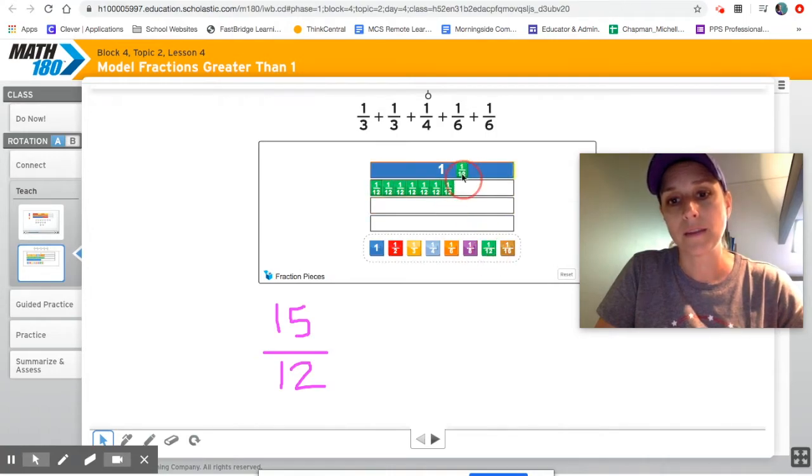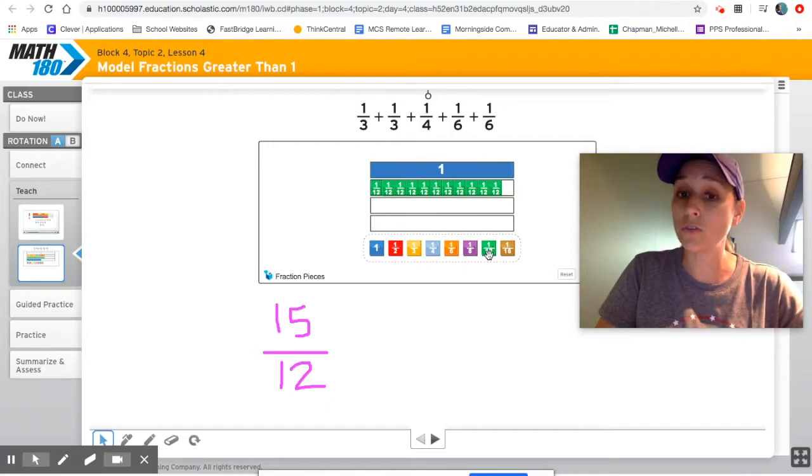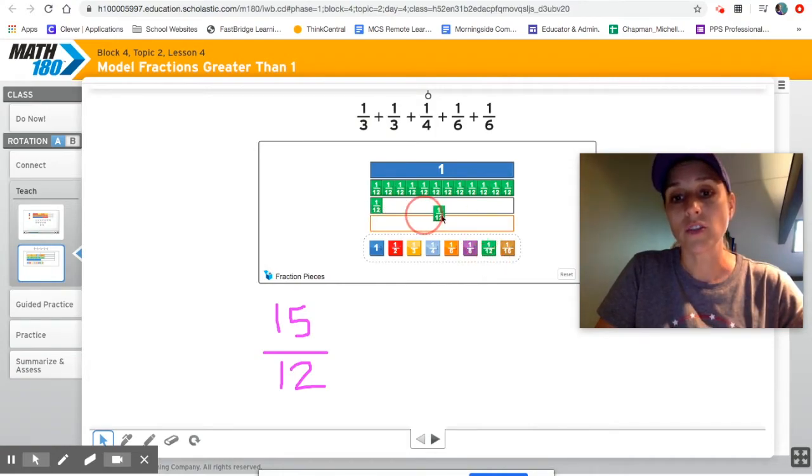For the 1/4, we said we needed 3 twelfths, so that's 1, 2, and 3, which gave us 11. And then for each of the 1/6, we said we needed 2 twelfths. Well, when I add my first 12th, I now have a whole filled in. So that's why this is a fraction greater than 1. I have to start a second model. So I add in the 2 twelfths from the first 1/6, the 2 twelfths from the second.